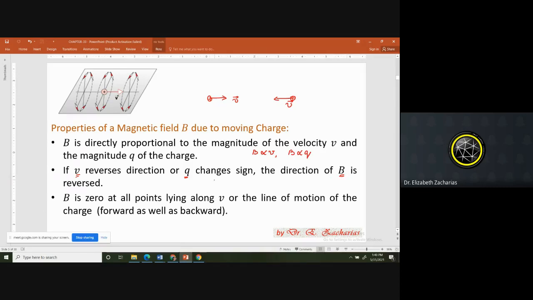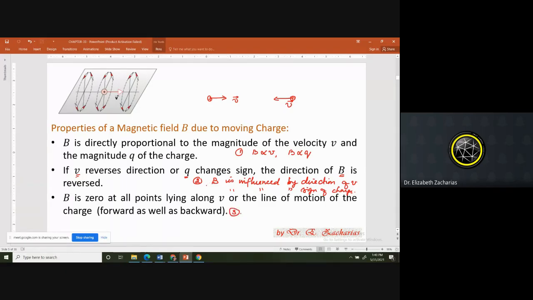Or in other words, you are seeing that the magnetic field is influenced by, what are the two things? It's influenced by the direction of velocity, and it is influenced by the sign of the charge. Each of these things which I'm writing, we are going to put them all together later. Then, finally, what is the third thing that you're noticing?